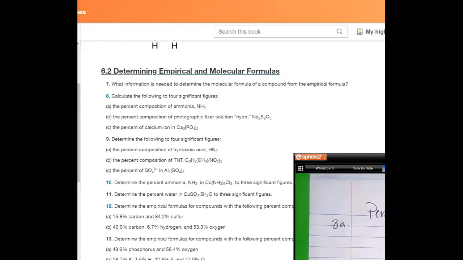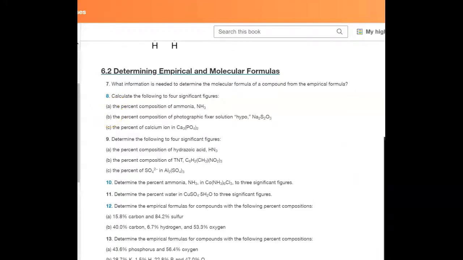Okay, here we go. Hey everybody, let's start with a little percent composition. We'll do 8A and B, which you might also see in your GIM kit. So A says, calculate the following to four significant figures. The percent composition of ammonia. So I want to know what percent mass is the nitrogen and what percent mass is represented by hydrogen.